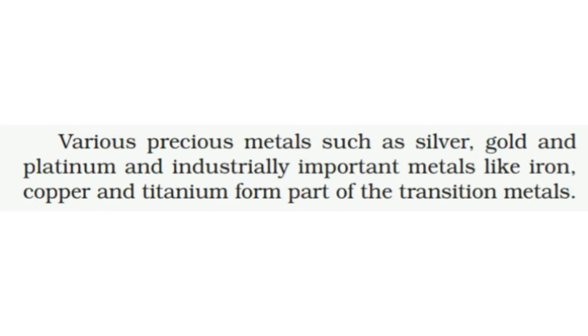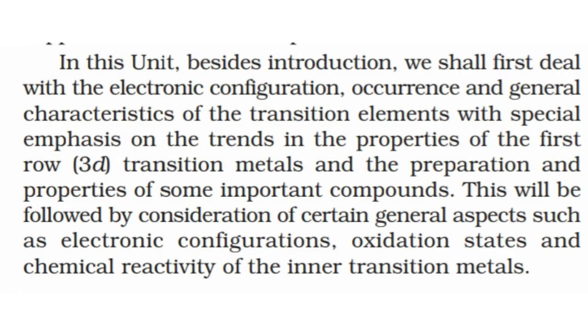Various precious metals such as silver, gold, and platinum are industrially important metals. Like iron, copper, and titanium, they form part of the transition metals. In this unit, besides introduction, we shall first deal with the electronic configuration, occurrence, and general characteristics of the transition elements, with special emphasis on the trends in the properties of the first row 3d transition metals and the preparation and properties of some important compounds.